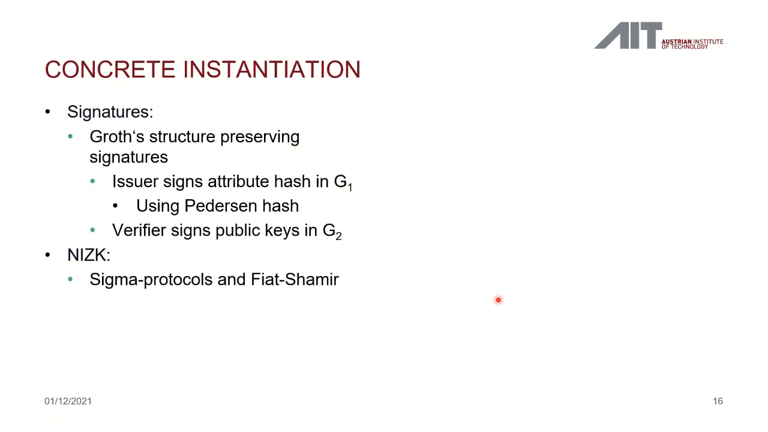So what does this mean for a concrete instantiation? In our paper, we give a concrete instantiation based on Groth structure-preserving signatures. So basically, we use two instances of those signatures in order to sign attributes of a user. An issuer first computes a Pedersen hash of those attributes and then computes a Groth signature in G1. And the verifier signs public keys in G2. And for the NIZK, we simply use sigma protocols and the Fiat-Shamir heuristic.